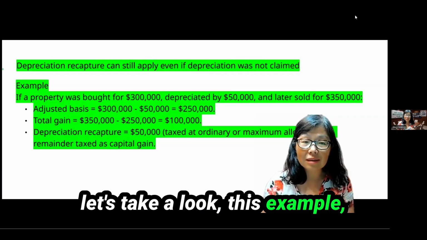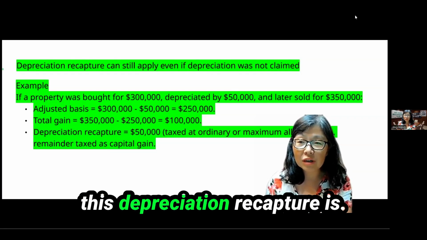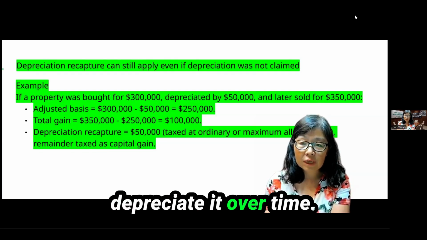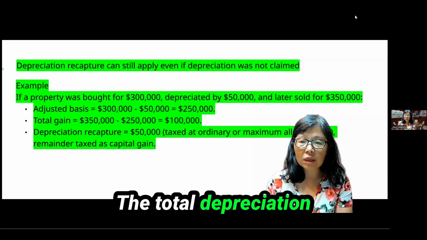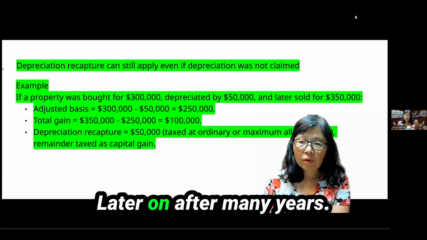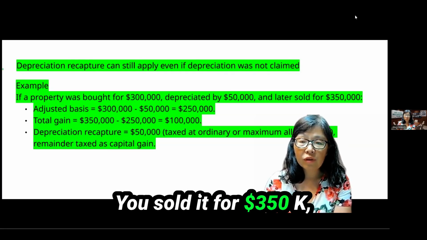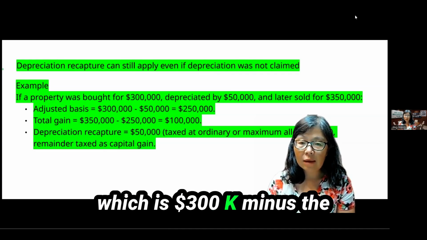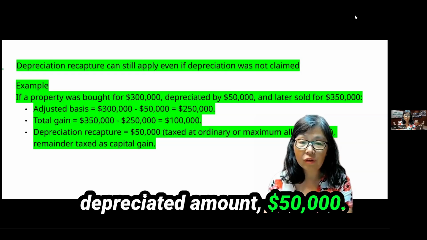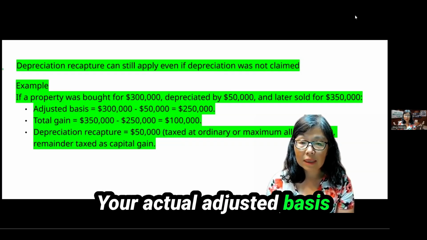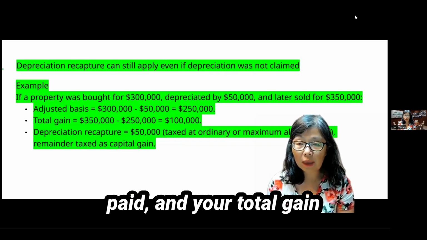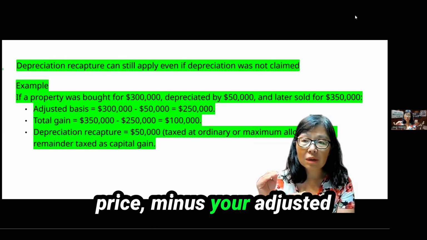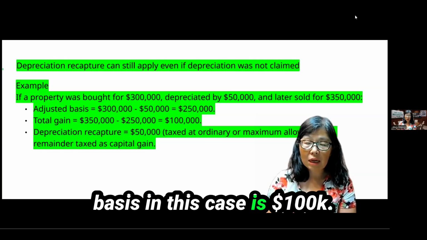Let's take a look at this example so you will really know what depreciation recapture is. If you bought a property for 300K and depreciated it over time, the total depreciation is 50,000. Later on, after many years, you sold it for 350K. There's an adjusted basis, which is 300K minus the depreciated amount, 50,000. Your actual adjusted basis is 250K, not the 300K you paid. And your total gain is your sell price minus your adjusted basis. In this case, it's 100K.